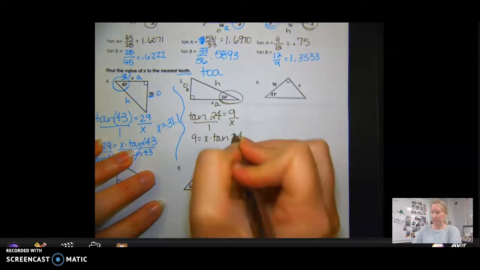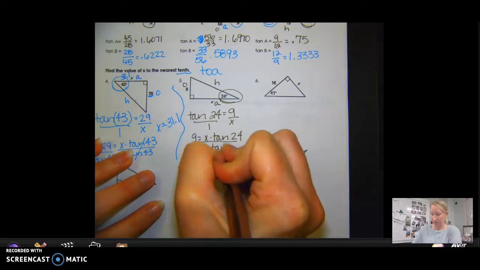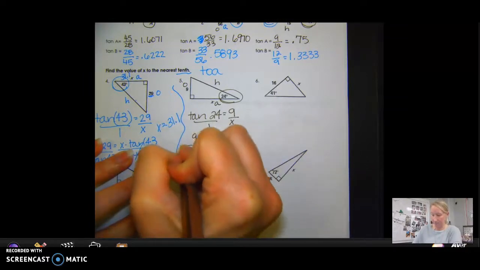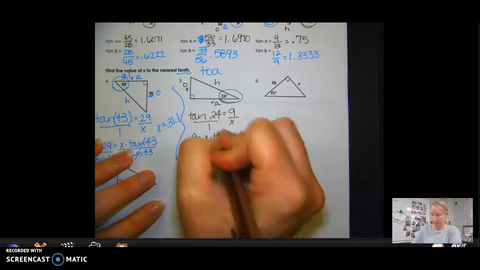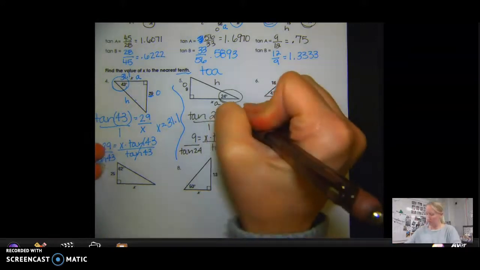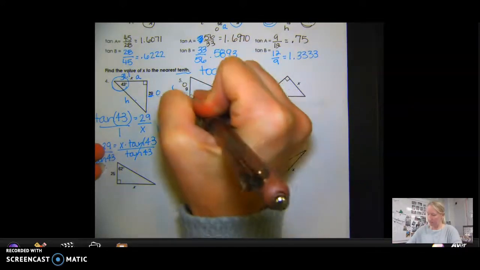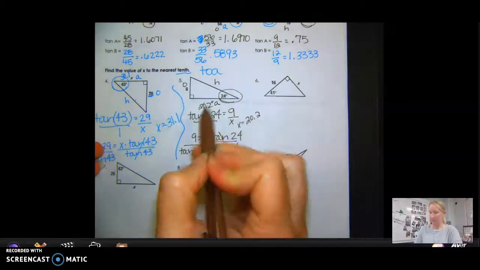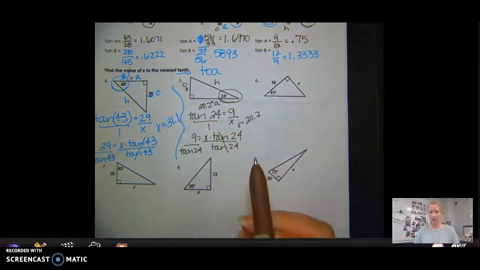Again, our goal is to get x by itself, so I need to divide by a tangent of 24 on both sides. This cancels, so I get 9 divided by tangent of 24. And I get x equals 20.2. So this side length is 20.2. Should make sense. It should be longer than this guy, so that's good.